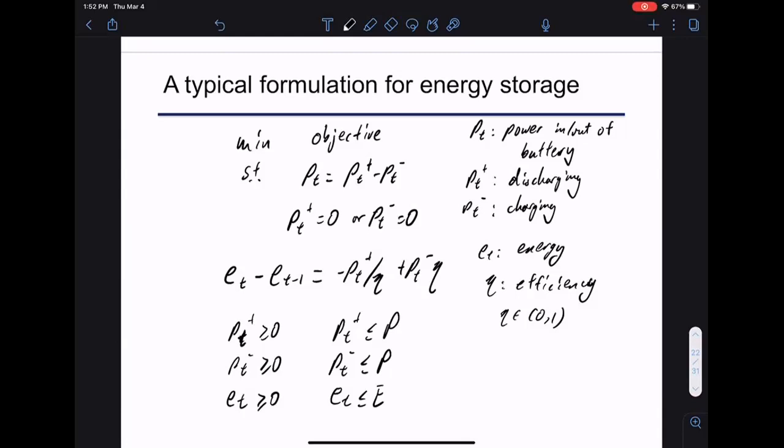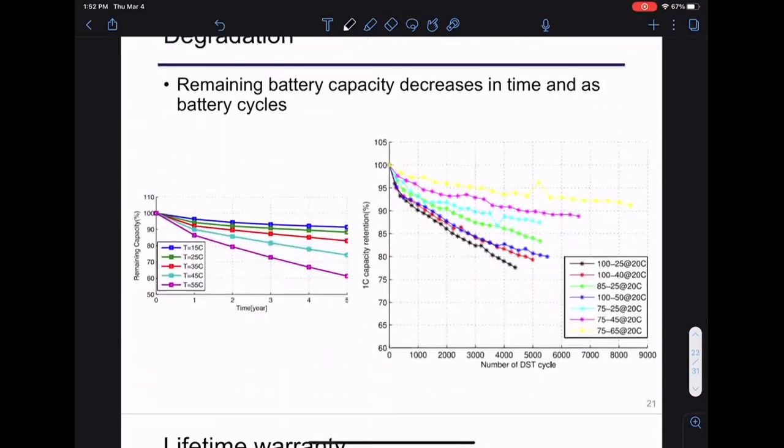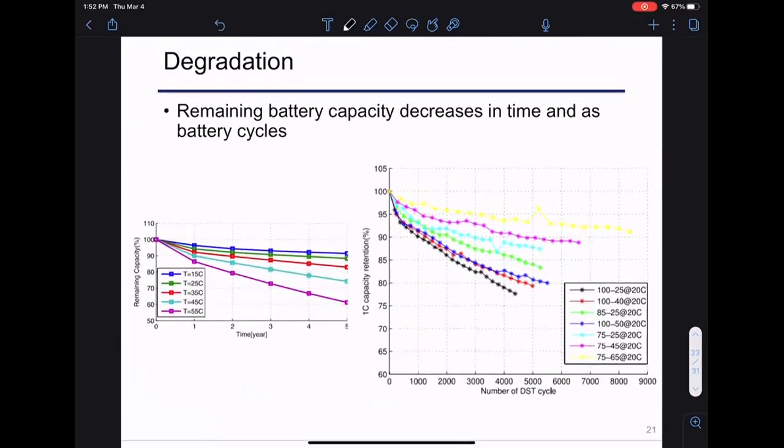Okay, so next, if you look at degradation again, this is just looking at degradation more closely, again for different charging rates. What this says is that degradation is really complicated.